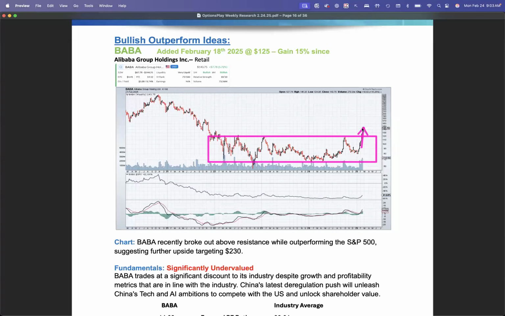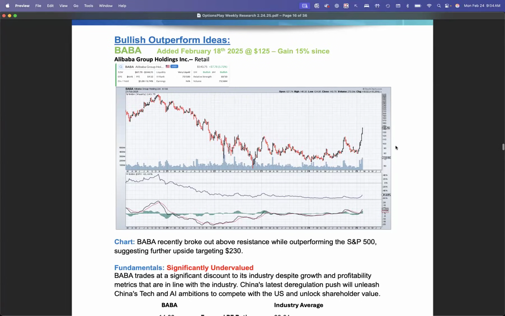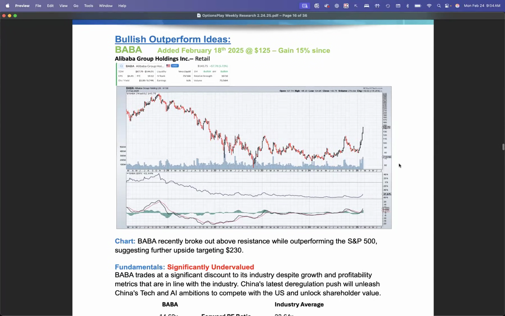And what we want to see is this breakout after a bottoming formation with outperformance of the S&P 500. And that's what we got out of Alibaba. So this is a weekly chart, and our upside target here is well into the 200s. Alibaba currently trading at 140, 145 or so. So we have a pretty significant upside target here for Alibaba. This happens to be also one that's worked out very quickly. As you can see, we just added it last week on February 18th, last Monday, when it was trading around 125. The stock's gained 15% already since we've added it.